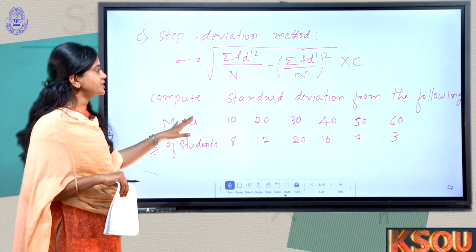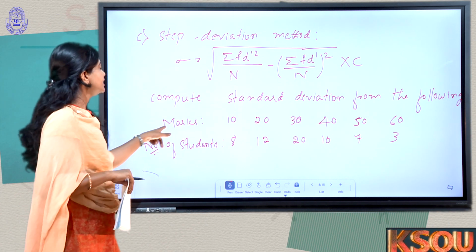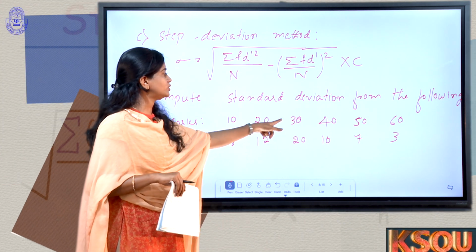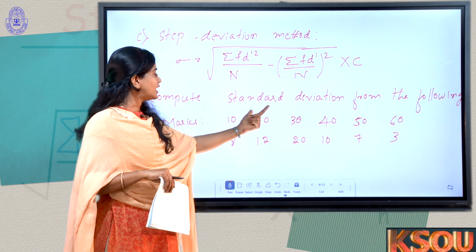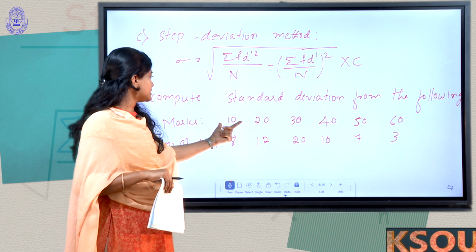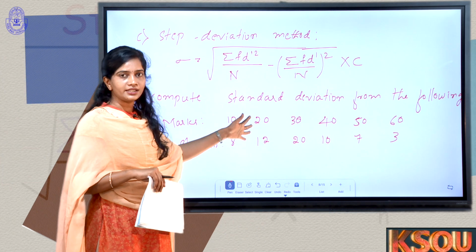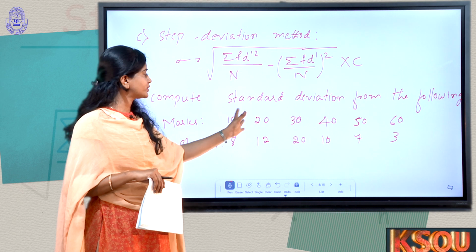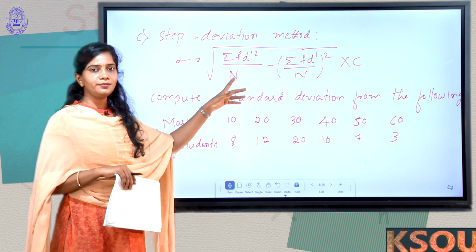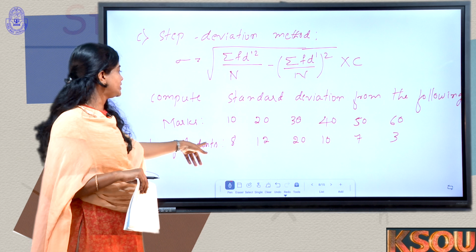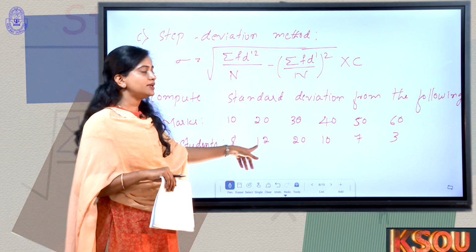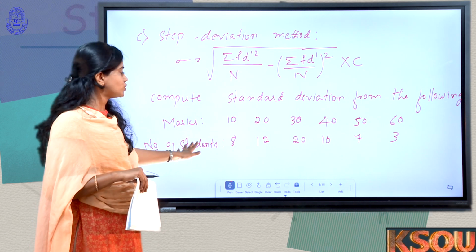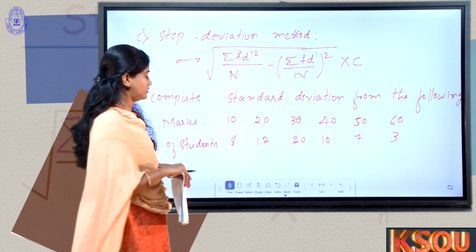Compute standard deviation from the following. Here you can see you will be having marks in series like 10 to 20, 20 to 30, 30 to 40, 40 to 50, and the size of this class is 10. So, 10 to 20, 20 to 30, you have 10 difference. So, the C value will be 10. Then you will have to take the number of students here, that is nothing but frequency. So, marks is x variable and number of students is f.